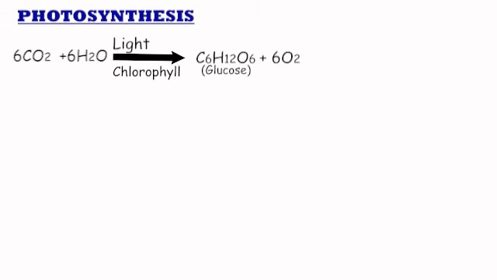So from our equation, photosynthesis is the process by which plants make their own food using carbon dioxide and water in the presence of light trapped by chlorophyll. Now, plants and other photosynthetic organisms such as green algae and photosynthetic bacteria are able to capture energy from sunlight and use this energy to synthesize complex molecules such as glucose from carbon dioxide and water.